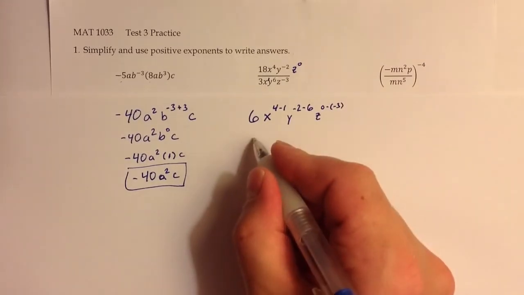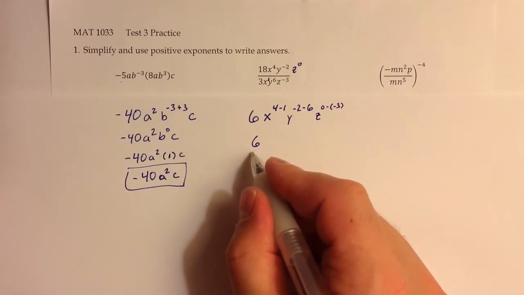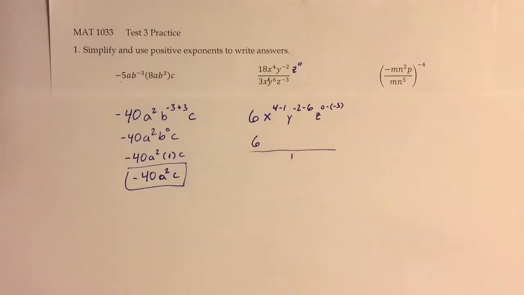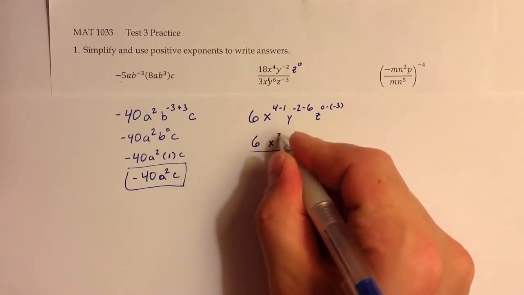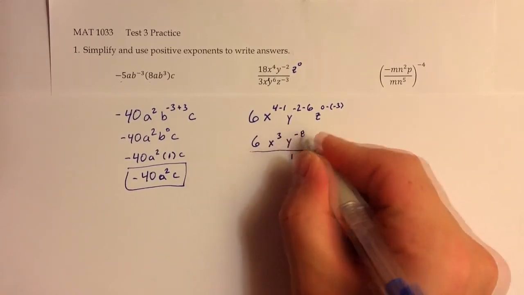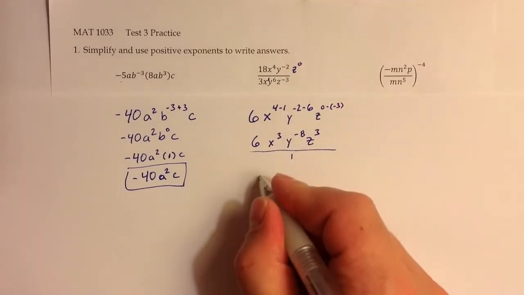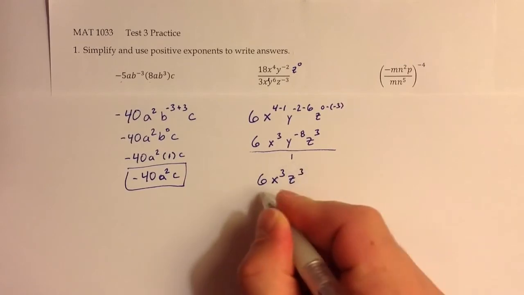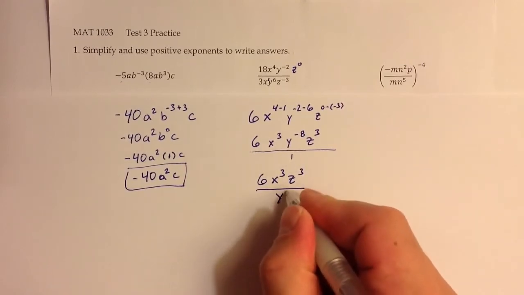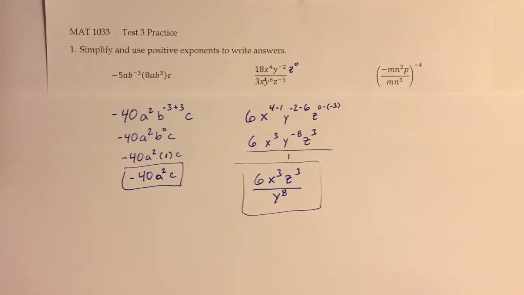So this is now all in the numerator of the expression. I have x to the 3rd power, y to the negative 8, and z to the positive 3 power. So we have 6 times x cubed times z cubed divided by y to the 8th power. So that would be the simplified form.